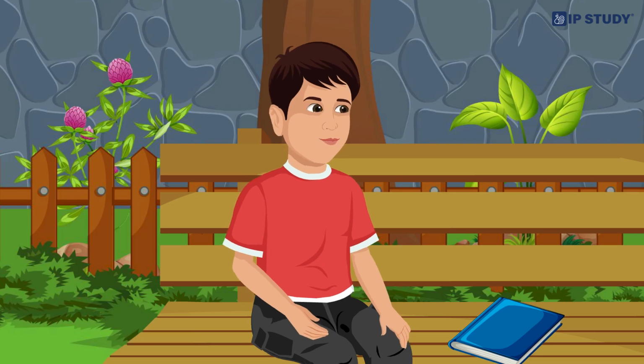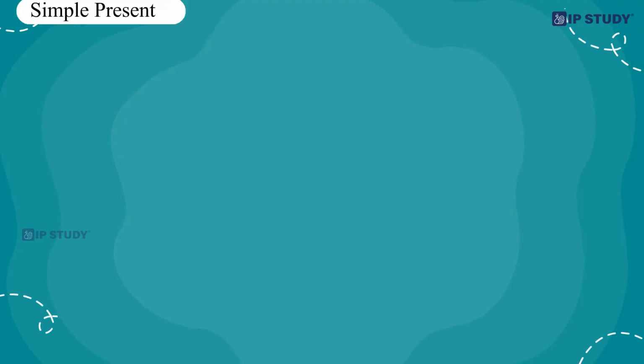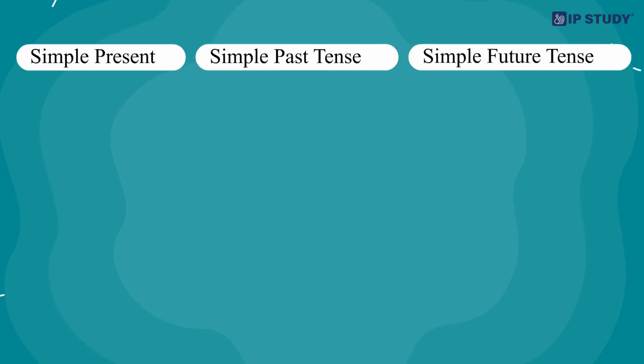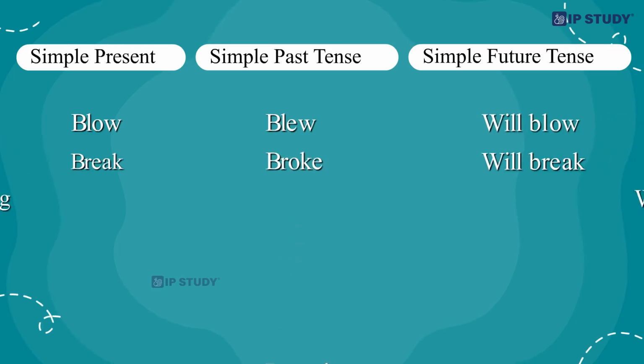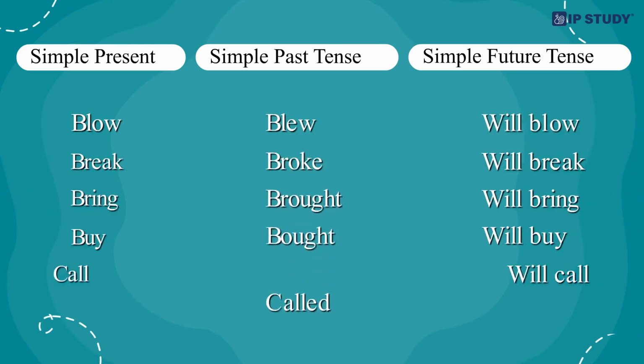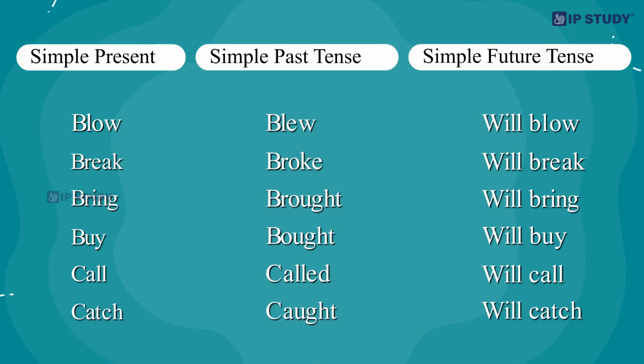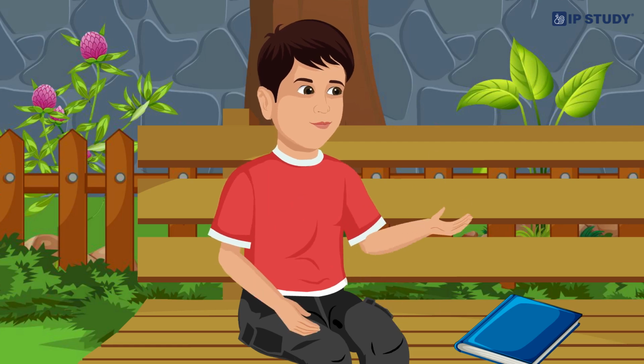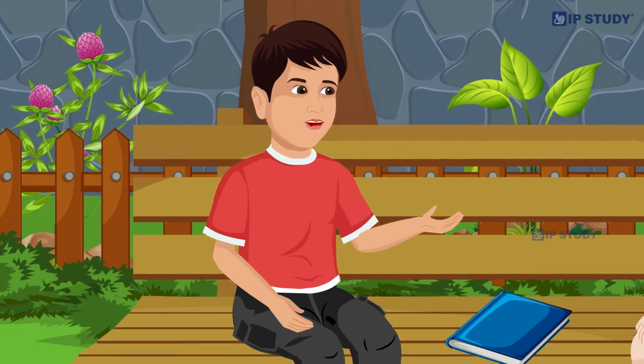Got it, Akshit? Let us read with the simple present, simple past and simple future tense forms of some verbs. Simple present tense blow, simple past tense blew, simple future tense will blow. Here are some more examples. I got it. Present, past and future tense.